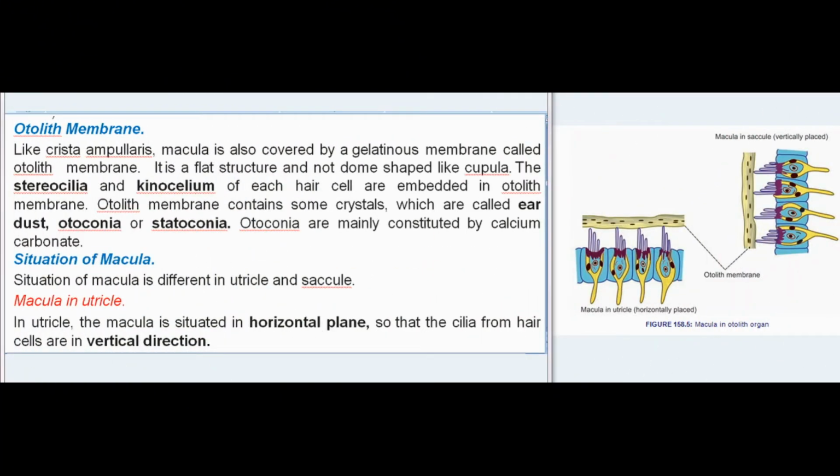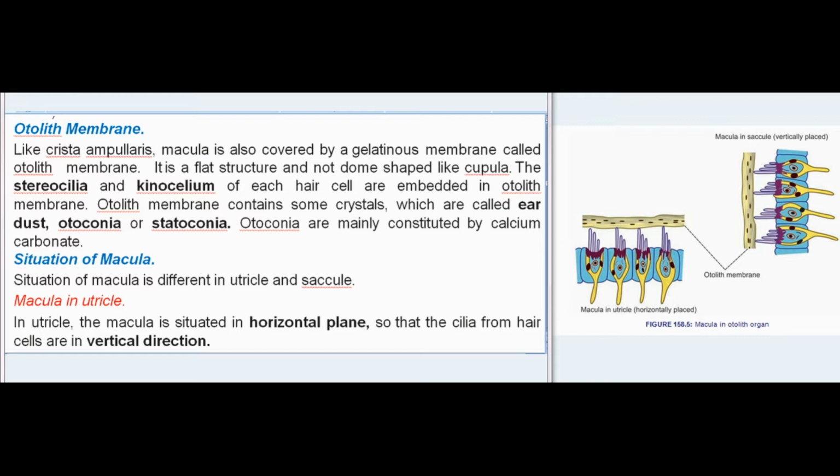Otolith membrane. Like crista ampullaris, macula is also covered by a gelatinous membrane called otolith membrane. It is a flat structure and not dome-shaped like cupula. The stereocilia and kinocilium of each hair cell are embedded in otolith membrane. Otolith membrane contains some crystals, which are called ear dust, otoconia, or statoconia. Otoconia are mainly constituted by calcium carbonate.